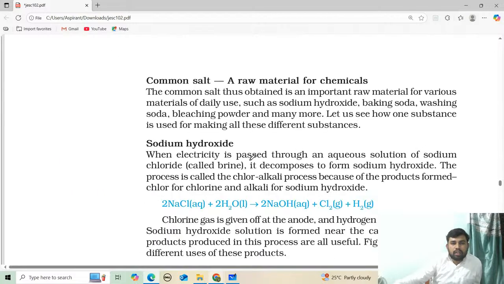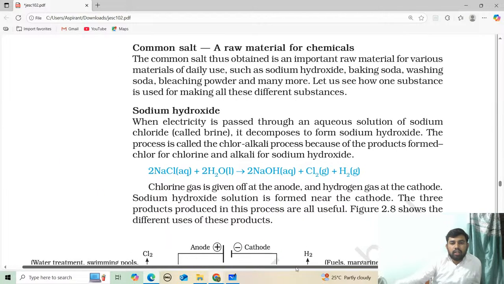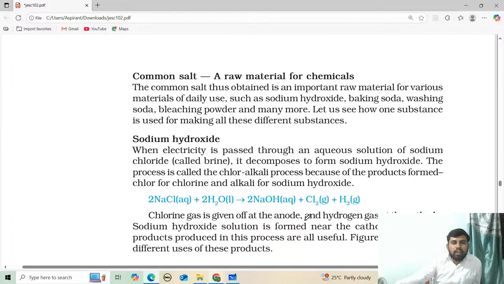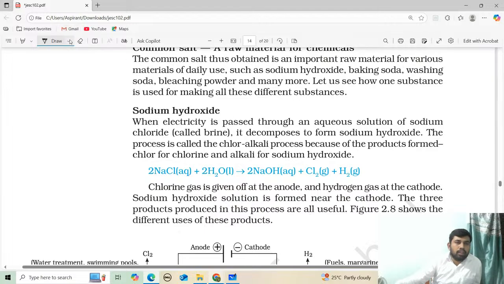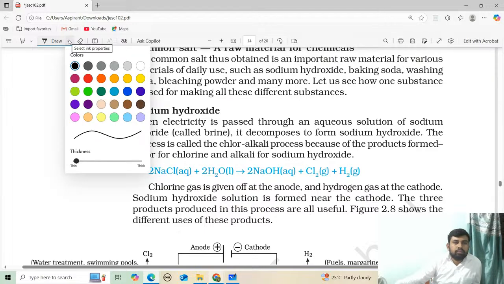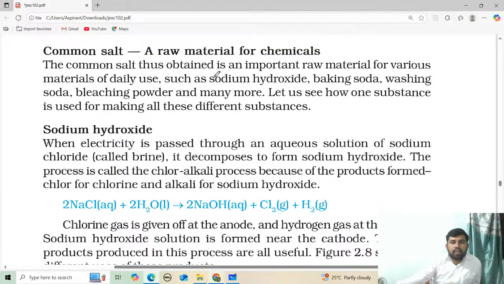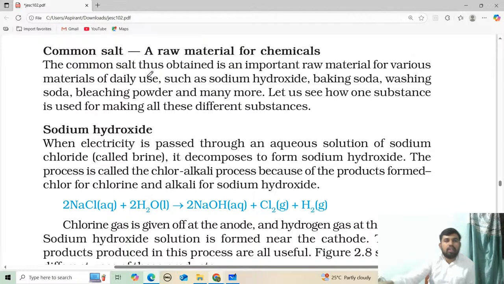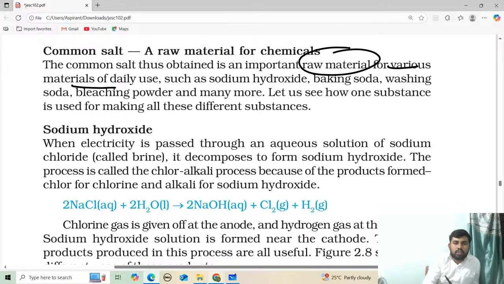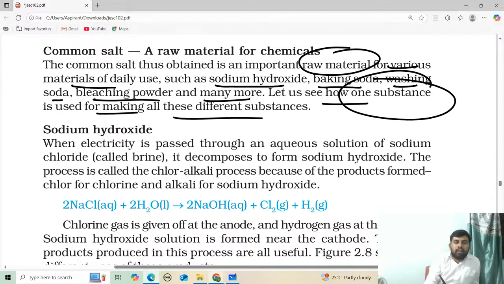The next concept is common salt, used as a raw material. Let me read out what they have given here. Common salt, raw material for the chemicals. Common salt is obtained as an important raw material for various materials of daily use such as sodium hydroxide, baking soda, washing soda, bleaching powder, and many more. Let us see how one substance is used for making all these different substances.